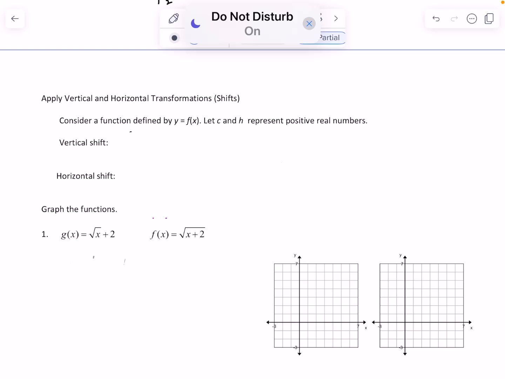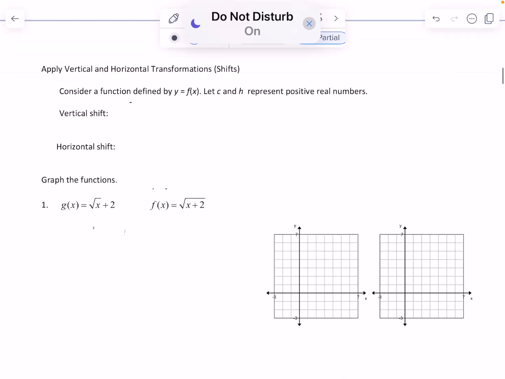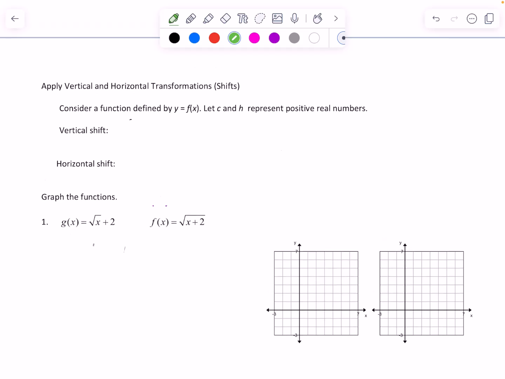All right, now that we're familiar with that group of functions, we're going to start to look at what happens when we make small changes to their formulas and what impacts those have on the graph. So the first set we're going to look at are going to be shifts. We're going to look at horizontal and vertical shifts. Vertical shift means we're shifting up or down. When we shift up or down, that means our y coordinates are moving, but our x coordinates are not.